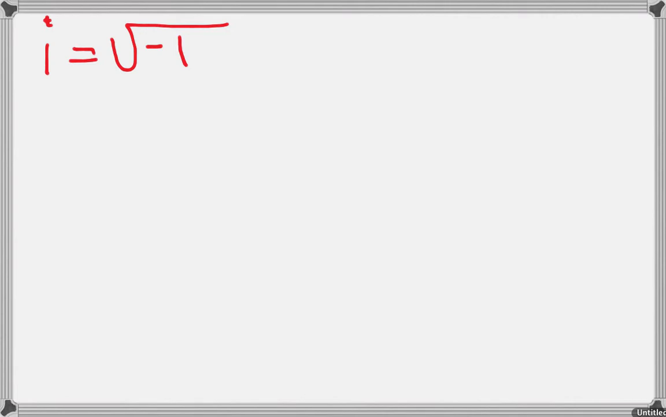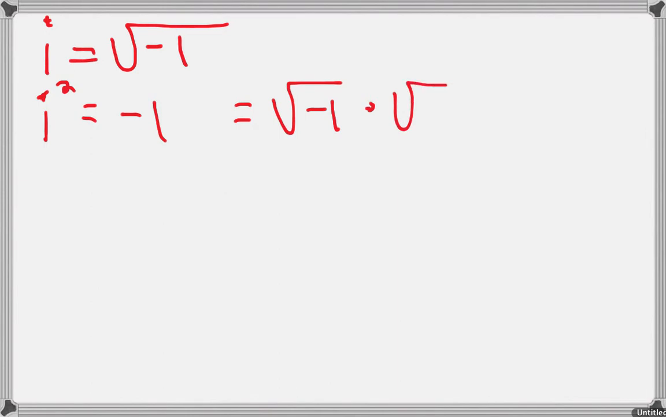Okay, try to memorize these four little pieces of information. i squared, that's going to equal -1. Because if we go out to the side here, square root of -1 times the square root of -1, okay, it kind of is what it is, -1. So kind of put this in your brain.